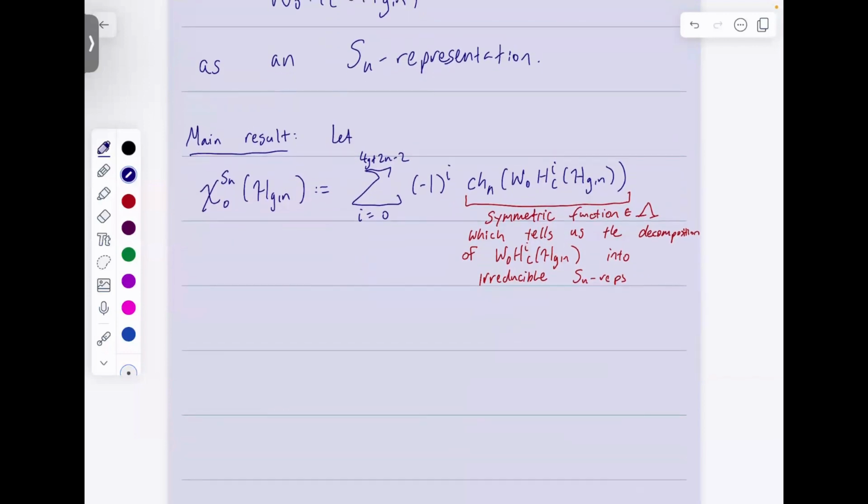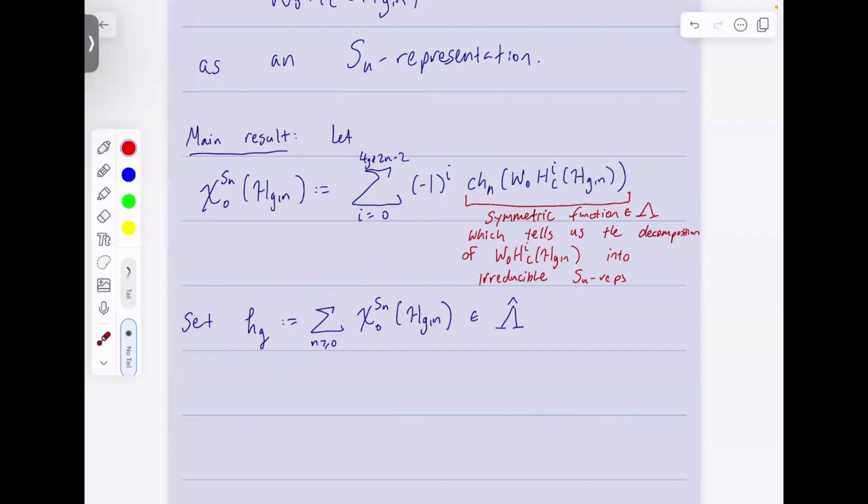What we're going to do is define a generating function H sub g, which is defined to be just the sum of all of these Sn-equivariant Euler characteristics as we vary n and keep g fixed. This is going to be an element of some degree completion of the ring of symmetric functions. But the thing to keep in mind is that if you know this generating function, you know each of these individual Euler characteristics, because this has some degree grading. If I look at the nth degree piece of this generating function, that'll be exactly the Sn-equivariant weight zero compactly supported Euler characteristic of HGN. So this just packages all of these equivariant Euler characteristics into one object.